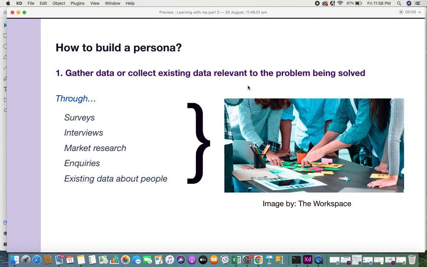You can gather data in different ways: through surveys, interviews, market research, inquiries with users and customers, and also you might have existing data about people from different sources and different sites. So taking into account all this data, cataloging it and bringing it together, is the very first step that you can do before building a persona.